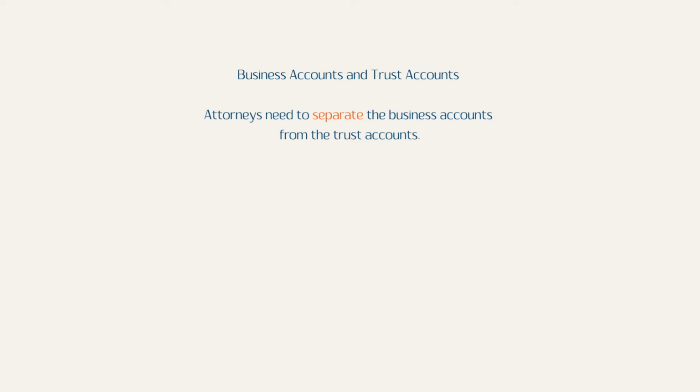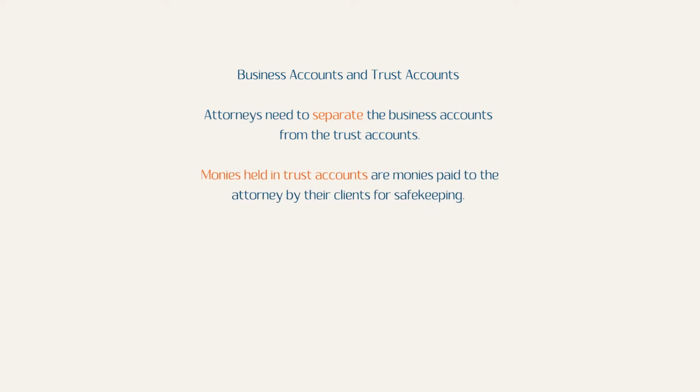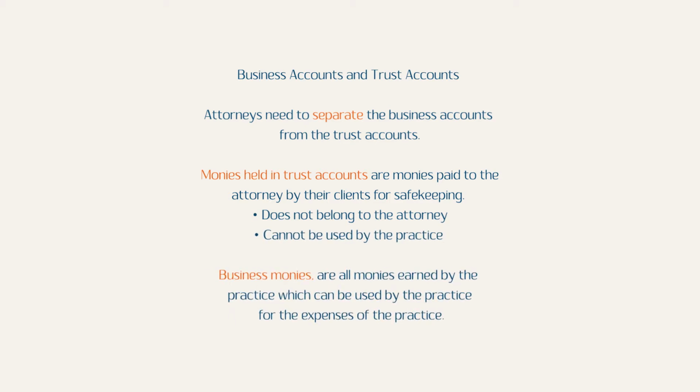The differences are simple. All monies held in trust are monies paid to the attorney by their clients for safekeeping. These monies do not belong to the attorney and can never be used by the practice. Business money, on the other hand, is all monies earned by the practice, which can be used by the practice for the expenses of the practice.